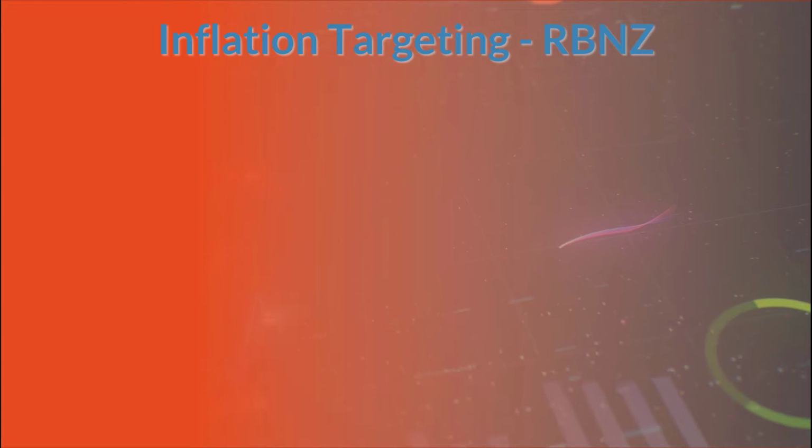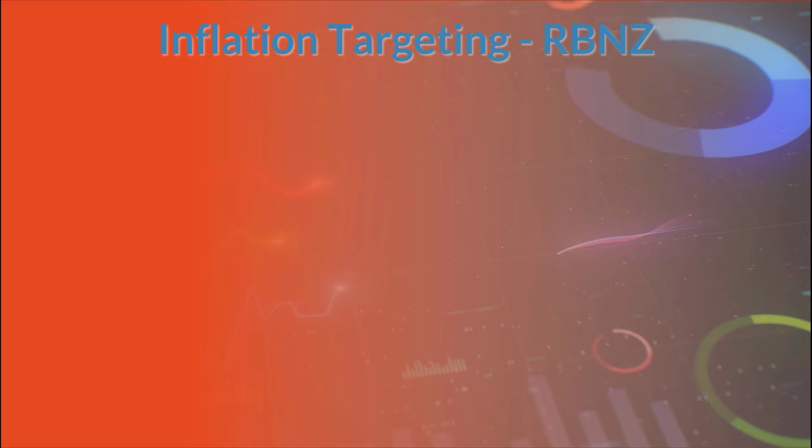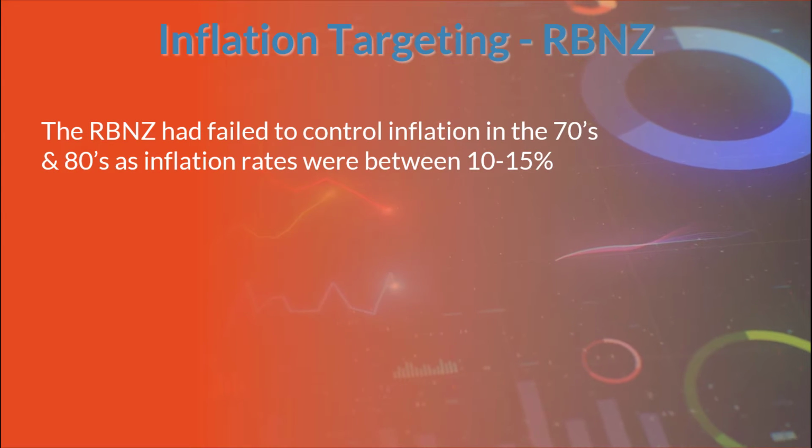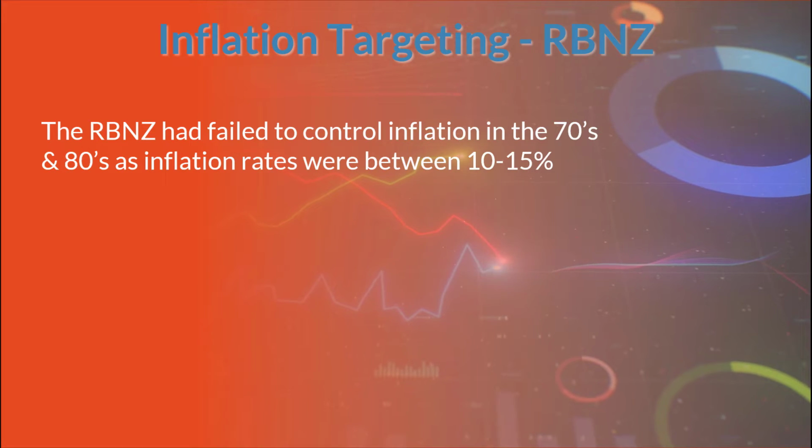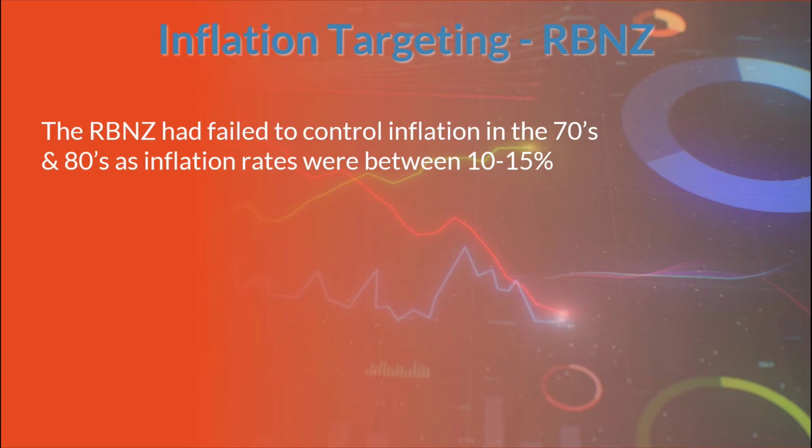Now, we are going to get into this price stability because the RBNZ did a revolutionary thing in the late 80s and early 90s. They were having a difficult time getting inflation under control. Inflation rates were between 10 and 15%. The economy was really growing. The population was growing. And they were just having a difficult time.